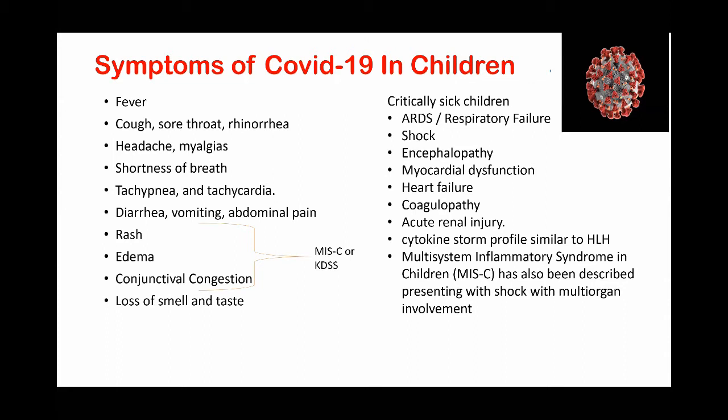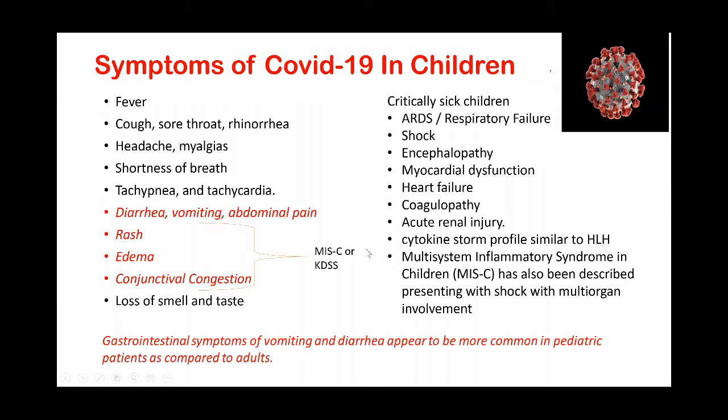Now, coming to when the child comes in a very critical situation, we all know COVID leads to ARDS and respiratory failure. But as I said, with Kawasaki disease shock syndrome, many children have come with shock, encephalopathy, myocardial dysfunction, heart failure, coagulopathy, and acute renal failure. I will go into detail on MISC and KDSS later on. Multi-inflammatory syndrome is inflammation of all the organs of the body, leading to multi-organ failure, associated with SARS-CoV-2. As I said, gastrointestinal symptoms like vomiting and diarrhea are more predominant in pediatric patients as compared to adults.